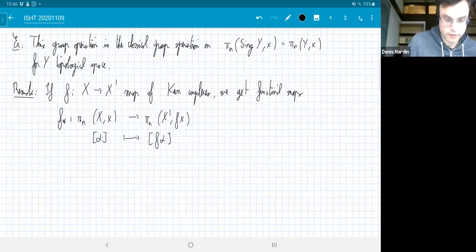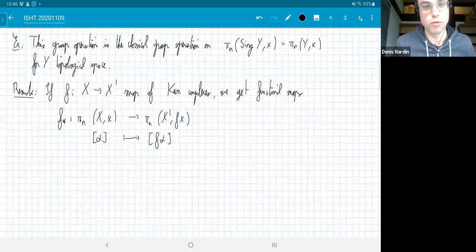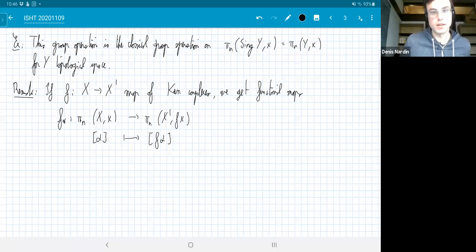You can see the homotopy relation is trivially satisfied because you can take a homotopy and just apply F to the homotopy and you get a homotopy in X prime. And it's a group homomorphism, again, because the group composition depends only on the simplicial structure. So, okay. So next goal.